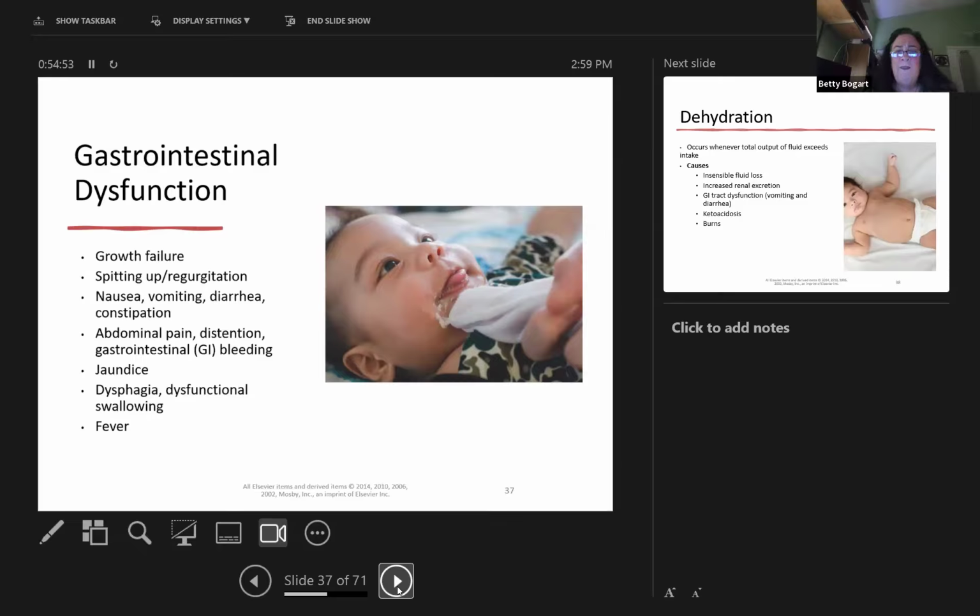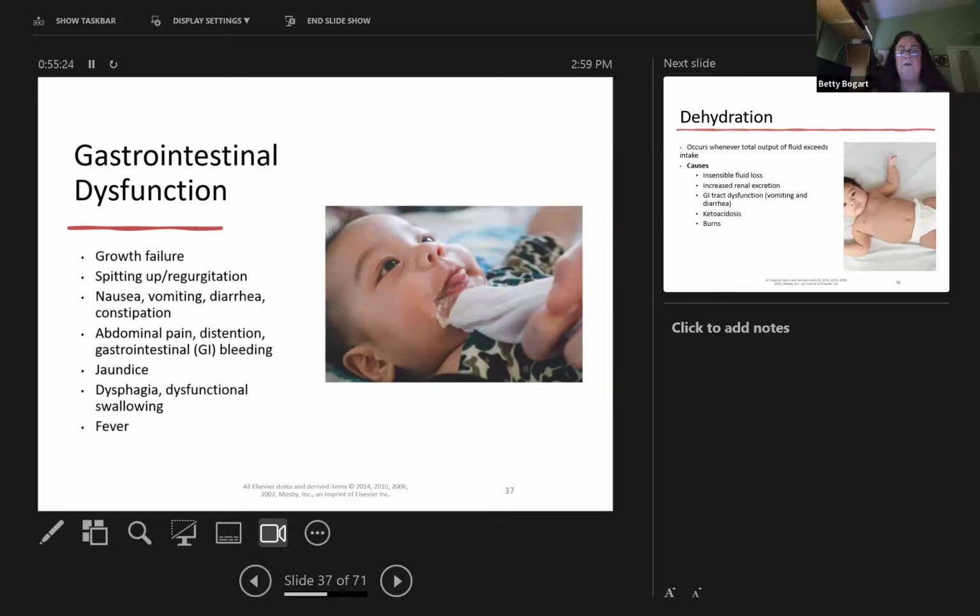Now, there are several conditions that can have a problem with feeding and dysphagia, an inability to eat, or they have a hard time. DiGeorge syndrome is one of them. Pierre Robin is another one where they have dysfunctional swallowing. So these children, because they can't eat well, are not getting their food.